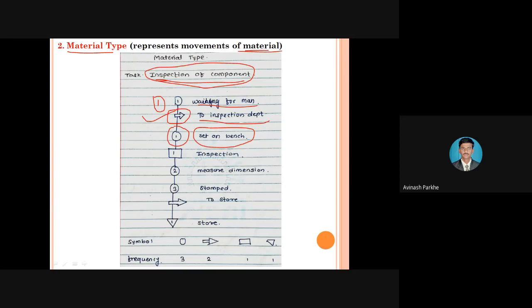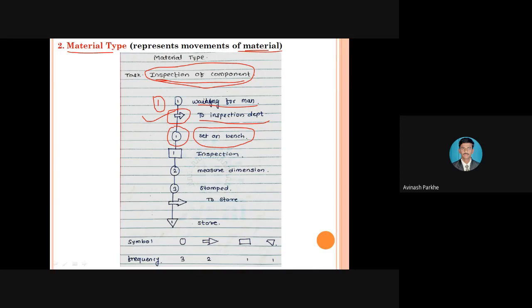The man will set that particular component on that bench. That movement of the man we have recorded in the previous chart, but here we have to represent the activities of that particular material only. So once the material reaches the inspection department, its current position is on that bench only.